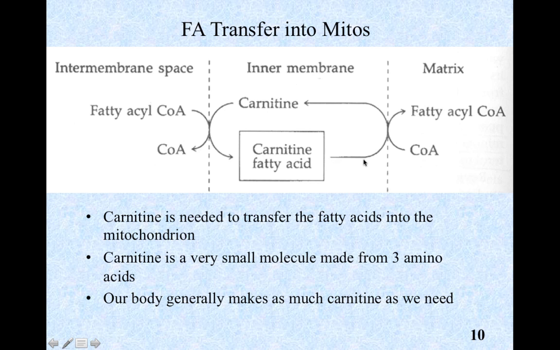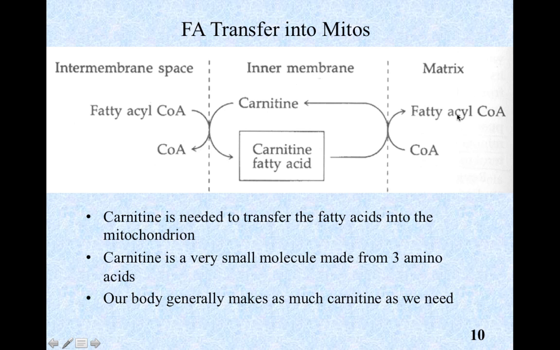Once that fatty acid with carnitine attached gets to the inner surface of the inner membrane, another enzyme replaces carnitine with CoA. So carnitine stays in the inner membrane. The fatty acid leaves the inner membrane, goes into the matrix, but it now contains a coenzyme A. So essentially what's happened is this fatty acid's gone through the inner membrane. It's left this CoA behind and picked up another one on the inside of the mitochondrial matrix. Okay? Now this enzyme can start fatty acid beta oxidation.